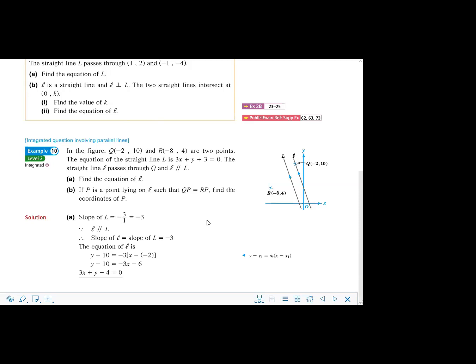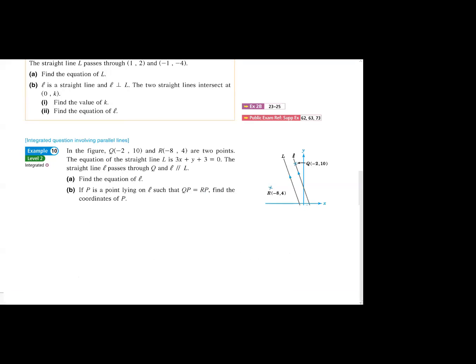So in the figure, Q and R are 2 points. The equation of the straight line L is 3x plus y plus 3 is equal to 0. The straight line small l passes through Q, and small l is parallel to capital L. So find the equation of small l. Okay. So in order to find the equation of small l, we need to gather the information of a point and a slope. Okay. Do we have a point on small l? Yes, we have point Q. So we need to use point Q, that is (-2, 10). Okay, and then how about the slope?